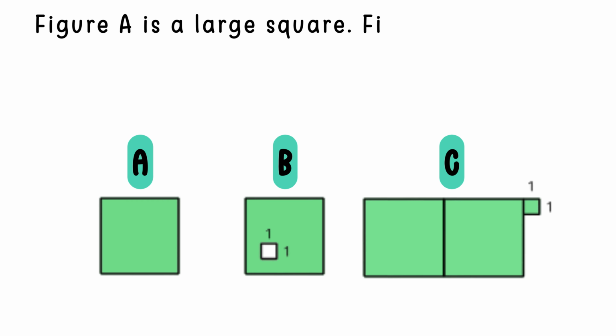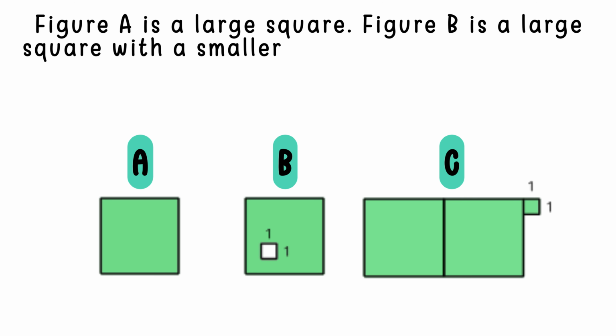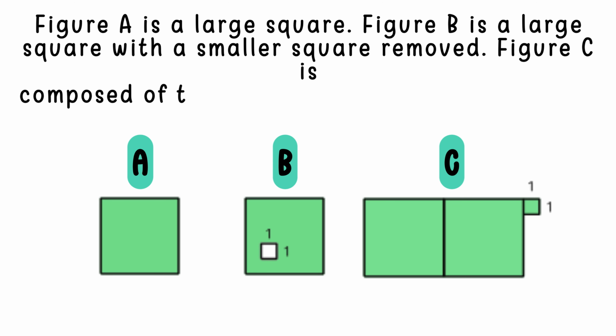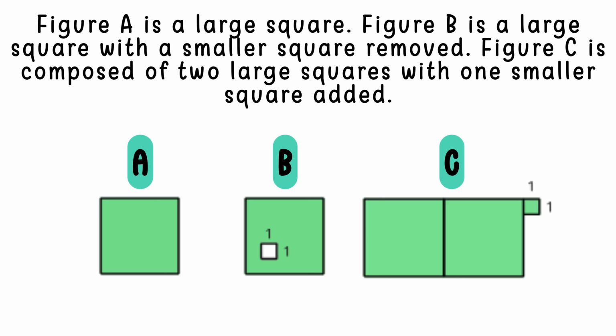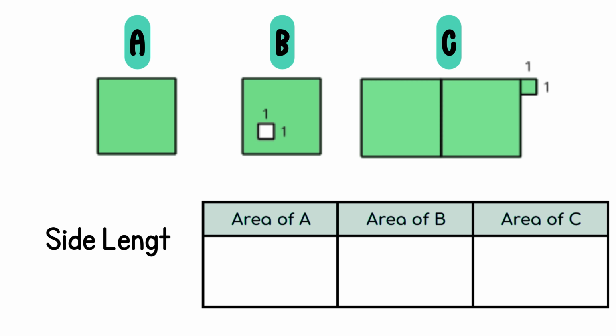So let's look at some examples of quadratic functions. Figure A is a large square, figure B is a large square with one smaller square removed, and figure C is composed of two large squares with one similar square added. So when we look at these images, we can see A is just that square, and B is the same square, but that one is removed, and C has two of those squares with an extra one added on. We're going to find the area of each shape if the side length is 4 units long.